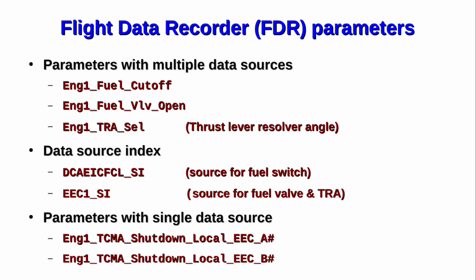Some parameters, such as the state of the fuel cutoff switches and the state of the fuel valves, have more than one source of information. For example, each thrust lever has two resolver angle encoders giving two independent measures of the lever angle. For these parameters, a second parameter identifies which source is actually being recorded. Other parameters have just a single data source, for example, the flags associated with the thrust control malfunction accommodation system. Each parameter is recorded at regular time intervals, typically once per second, although some parameters are recorded more frequently.